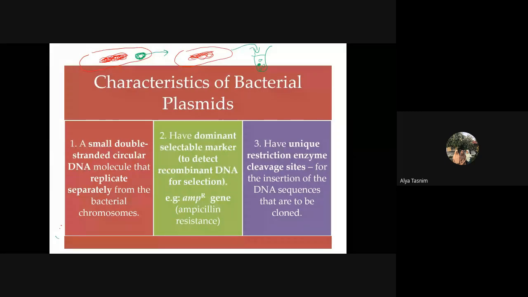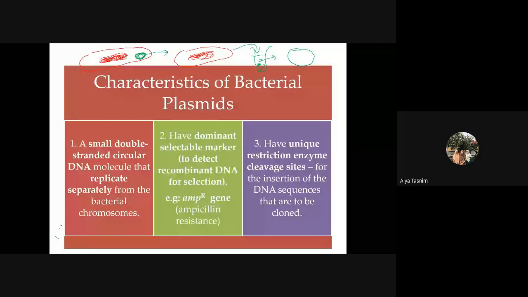So number two, the second characteristic of bacterial plasmid is that they have a dominant selectable marker. Okay, dominant selectable marker to detect recombinant DNA for selection, such as, for example, ampicillin resistant gene. AMP to ampicillin, R to resistant. So when this gene is inside the plasmid, okay, it is inside the plasmid here. So this is, for example, the ampicillin resistant gene.